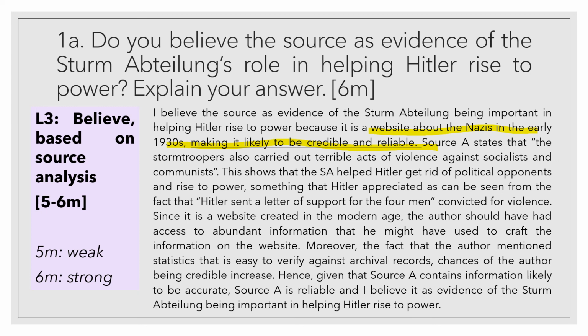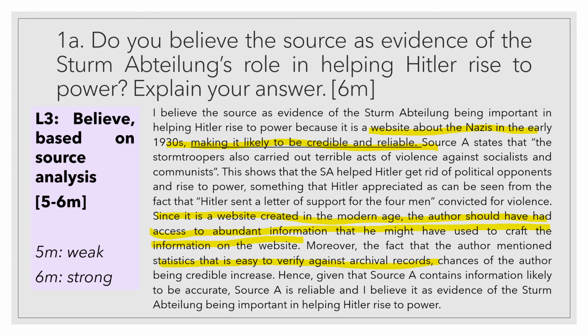Source A states that the stormtroopers also carried out terrible acts of violence against socialists, same evidence and explanation. What is different is this part. Since it's a website created in the modern age, the author should have had access to abundant information that he might have used to craft the information on the website. Moreover, he mentions statistics that are easy to verify against archival records. Chances of the author being credible increase.